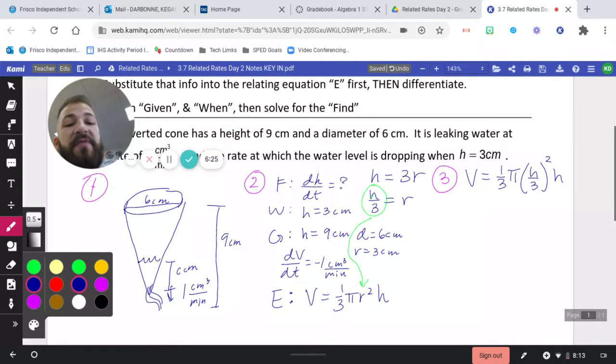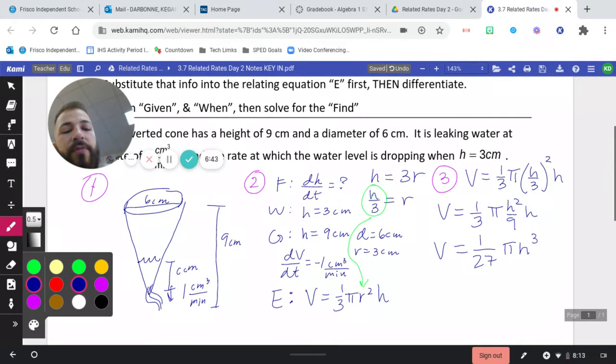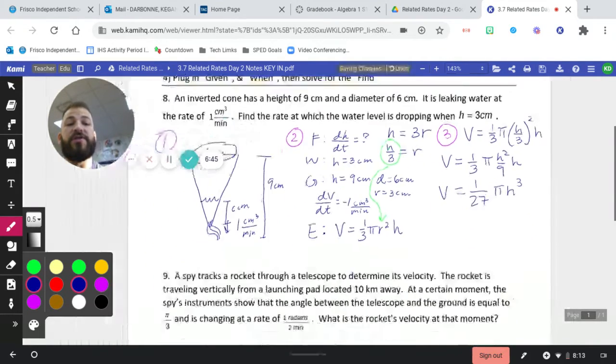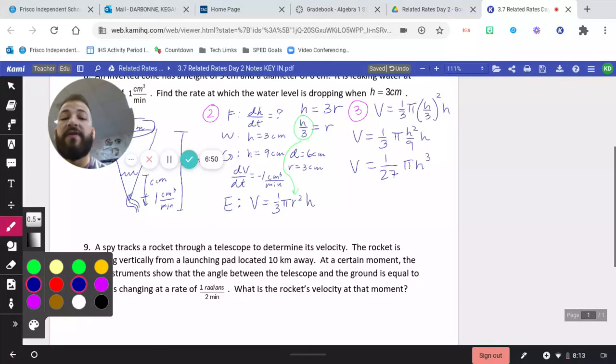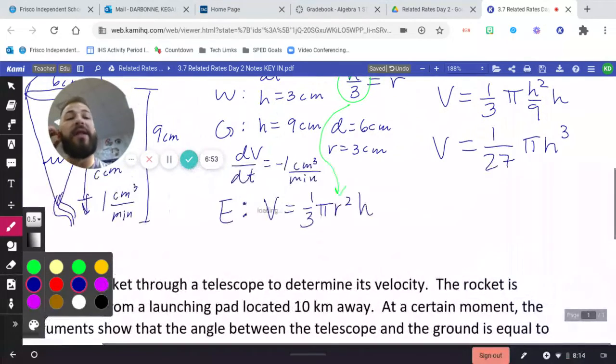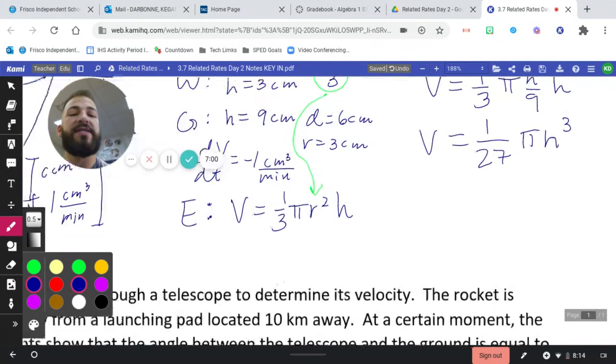So simplifying just a bit before we take our derivative, volume is equal to 1/3 pi h squared over 9 h, which we can simplify all to be 1/27 pi h cubed. Okay, so that's our new simpler equation. Now I can take my derivative. The nice thing about eliminating one of our variables is that it becomes an easier derivative, because I don't have to do the product rule when I derive volume. Now I'm just going to do the power rule with all those constants in front.